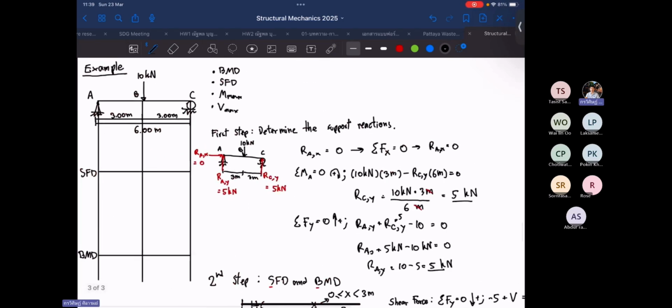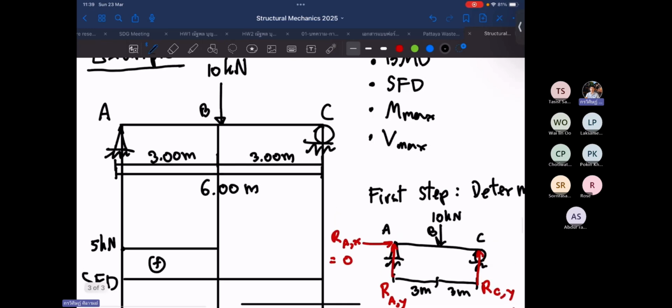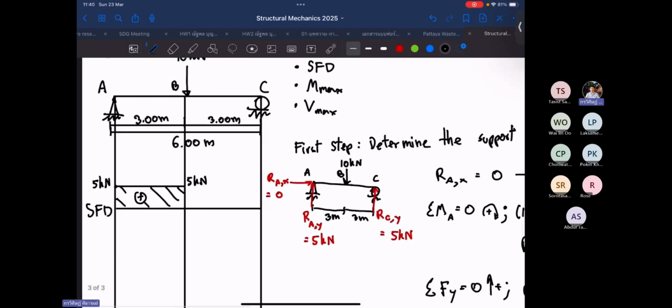Then we can write down here: at x equal to 0, shear equals 5 kilonewton. At x equal to 3 meter, the shear force also equals 5 kilonewton, like this. And then you get the first part of the shear force diagram from point A to point B.